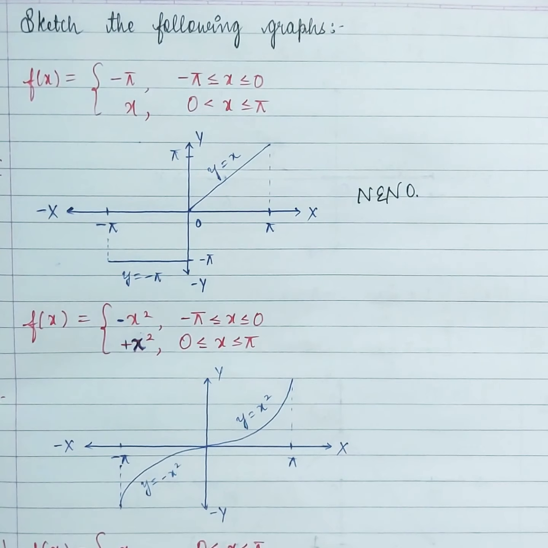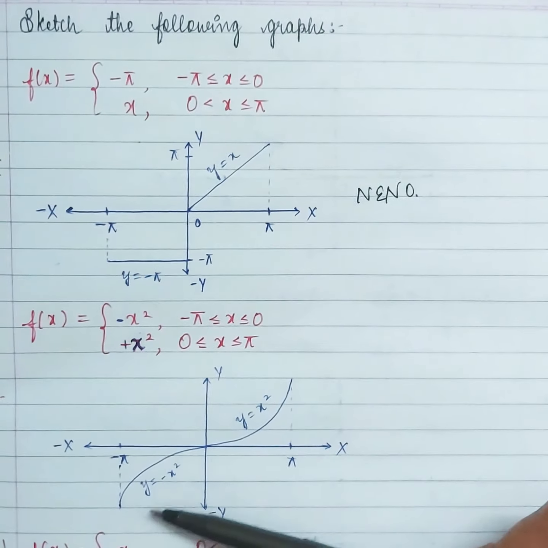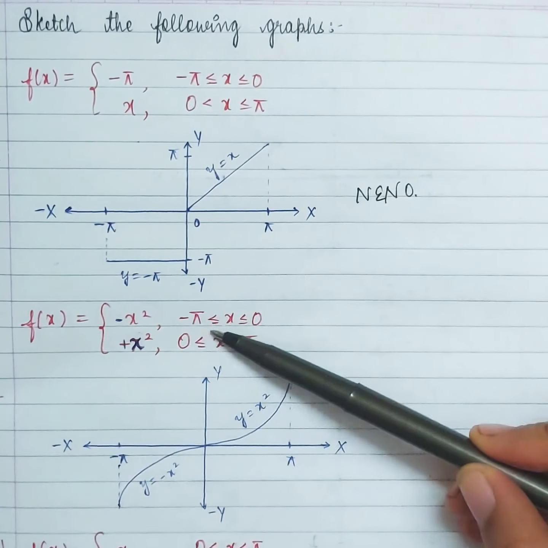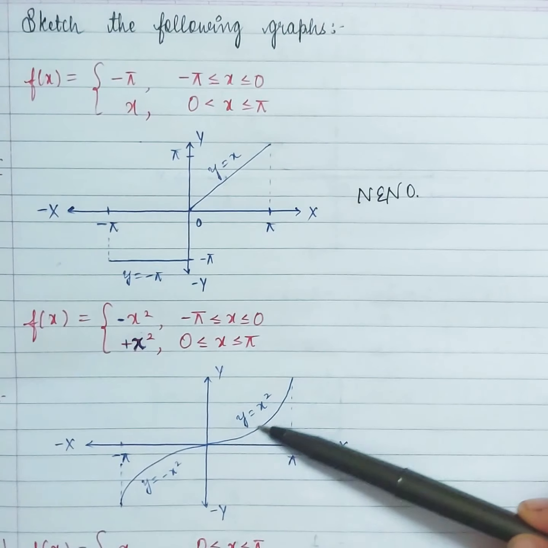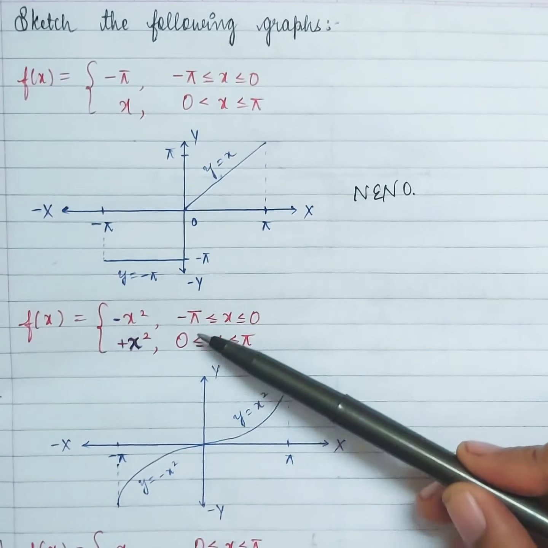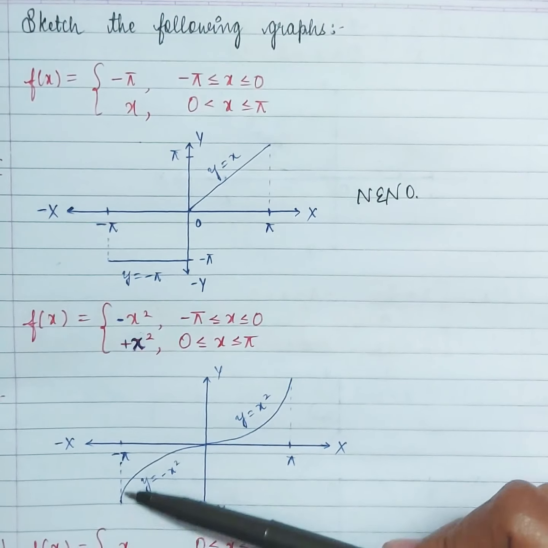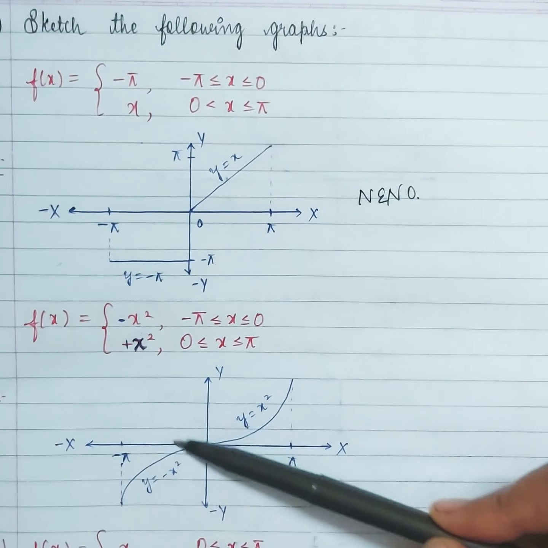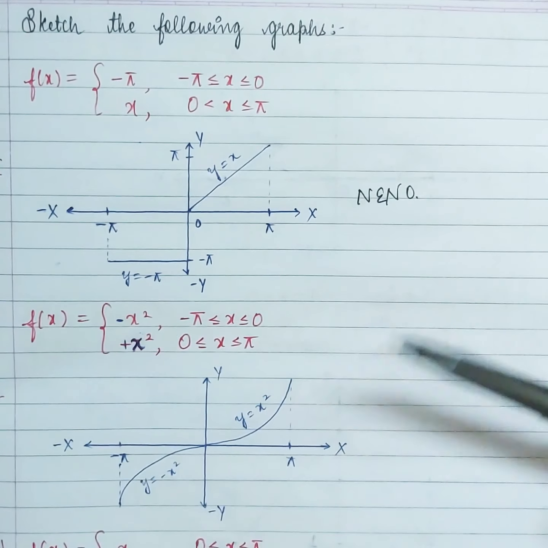And similarly, the second function, I want you to check and tell the answer. Y is equal to x square, that is the function from 0 to pi, the function is x square. So this is the graph of y is equal to x square. From minus pi to 0, the function is minus x square. So this is the graph. If you see here, if it comes here, then the function is even, right? The mirror image. And this is on the other side.